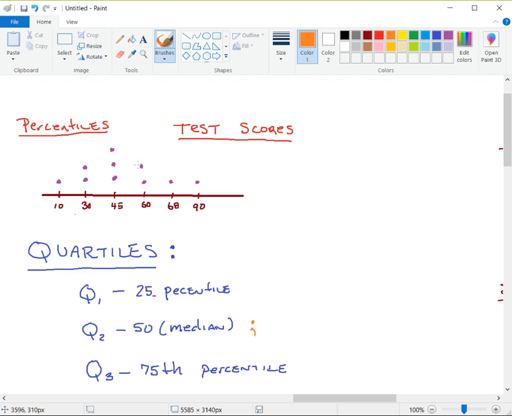So 1, 2, 3, 4, 5. 1, 2, 3, 4, 5. So it looks like these 2 points occur in the same point here. So our median is going to be 45.